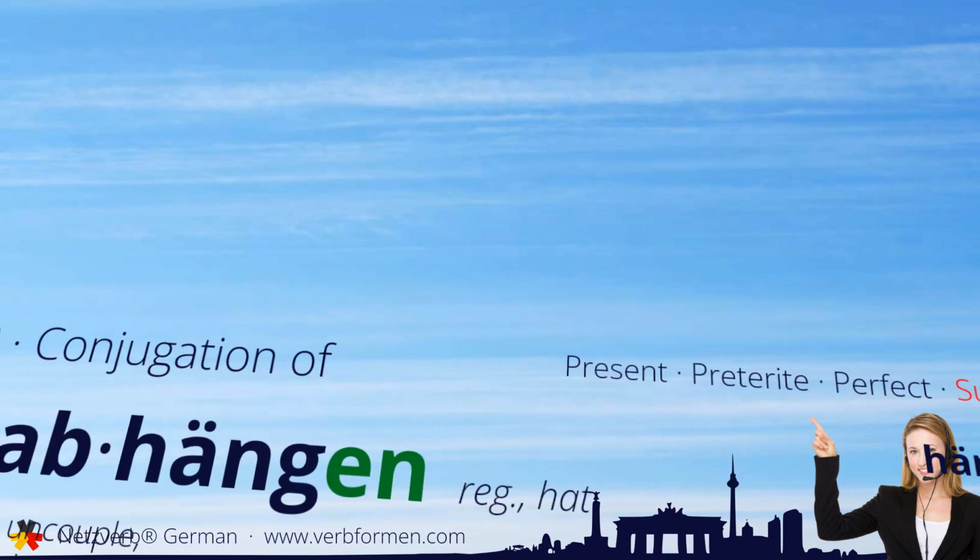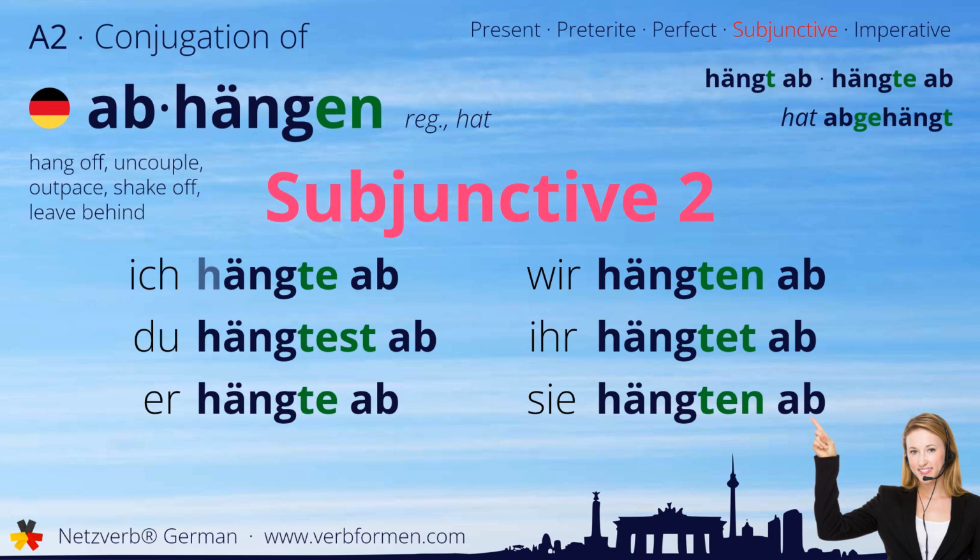Now we move on to the subjunctive two. Ich hängte ab. Du hängtest ab. Hängte ab. Wir hängten ab. Ihr hängtet ab. Sie hängten ab.